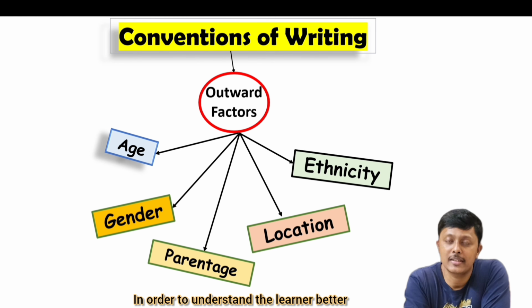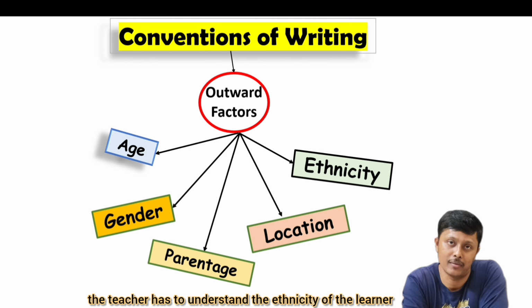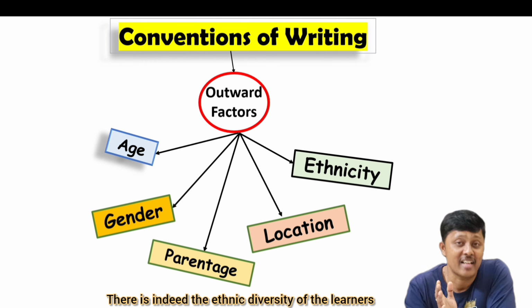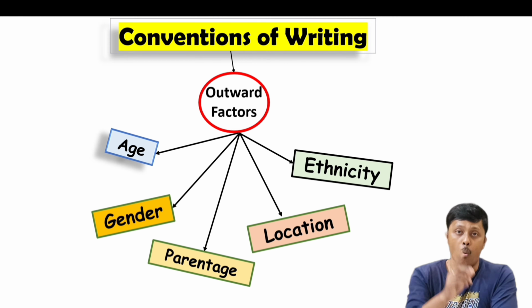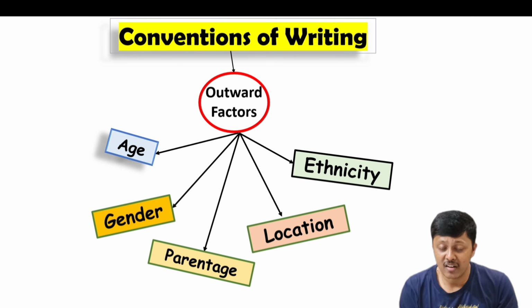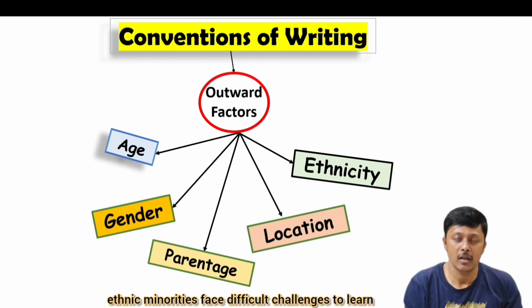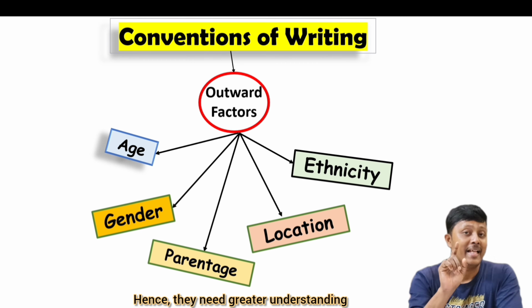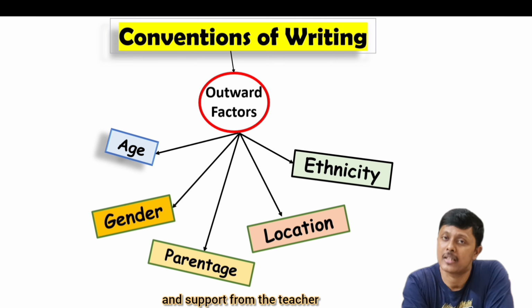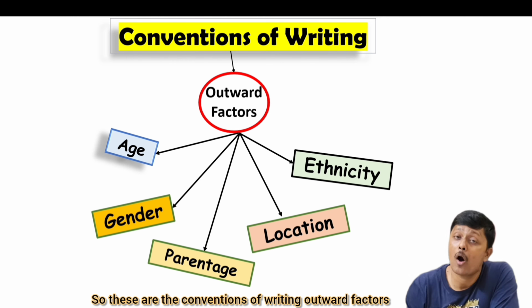In order to understand the learner better, the teacher has to understand the ethnicity of the learner. There is indeed ethnic diversity among the learners. A teacher should be aware that learners from ethnic minorities face difficult challenges in learning. Hence, they need greater understanding and support from the teacher. So, these are the conventions of writing: outward factors.